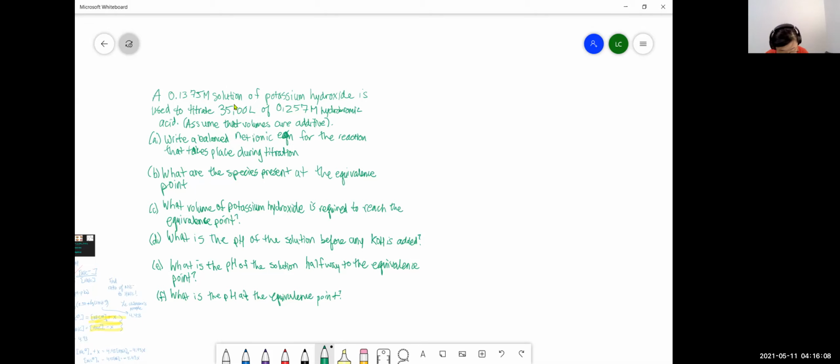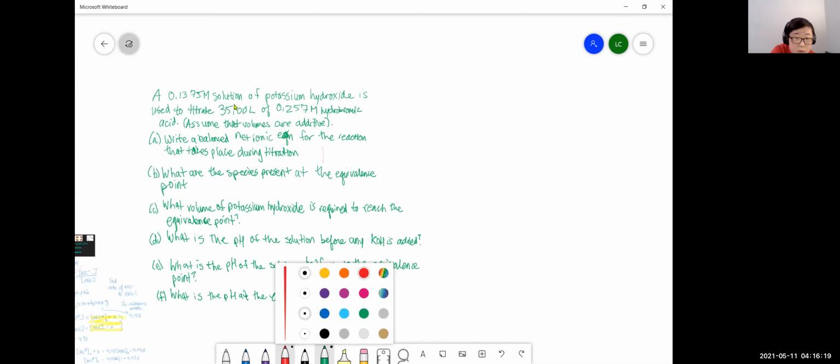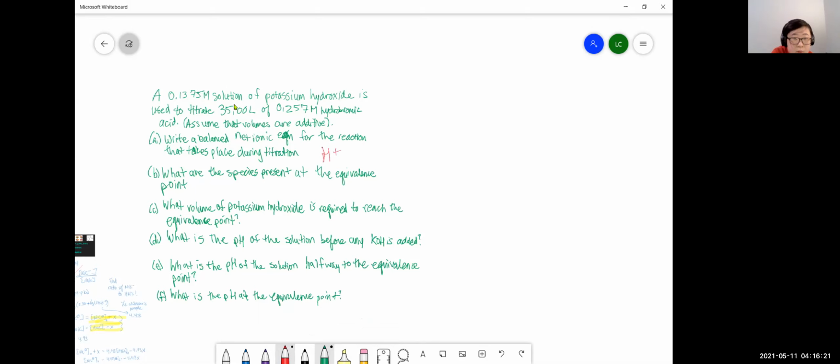And so for this part, anytime you have a strong acid and strong base problem, you'll just get H plus plus OH minus yielding H2O. They form H2O. So that's your expression.